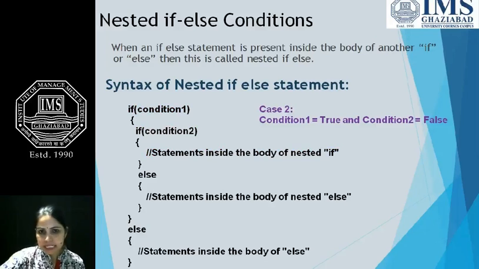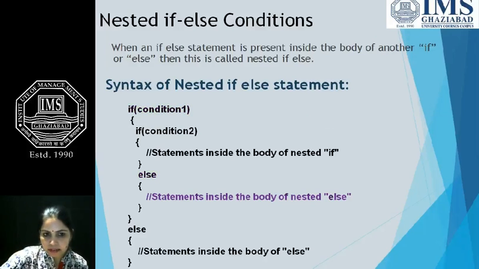Now let's have another case, case 2. Here condition 1 is true, but condition 2 is not true. If condition 2 is false, that means the else part of the nested if would be executed, and the statements inside the body of the nested else would be executed. So here condition 1 is true, so we would be moving inside the if block, but since my condition 2 is false, it won't go into condition 2's block, it would move to its else part.